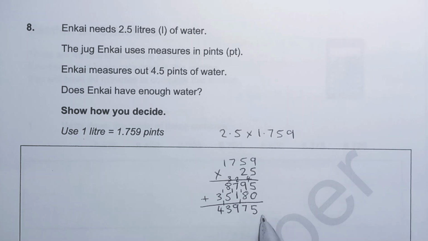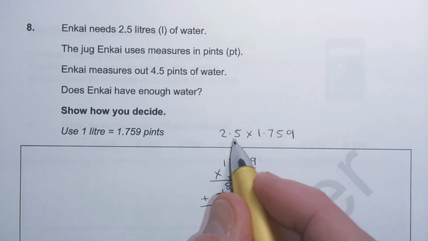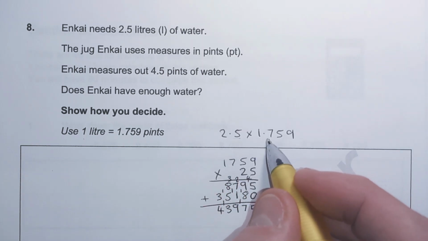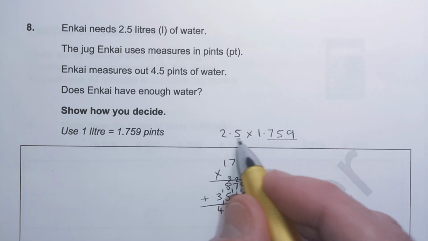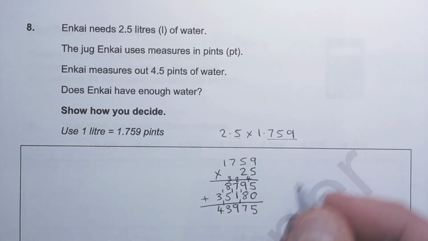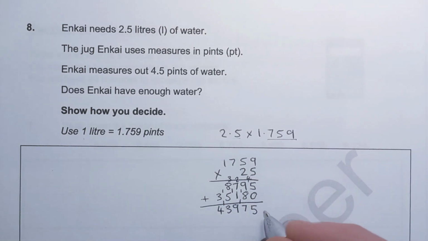So we've got 43975. Remember we had 1 decimal place here and another 3 decimal places here, so 4 decimal places altogether. So we can put the decimal point back in. Start with the decimal point at the end and go 4 times: 1, 2, 3, 4. So this is going to be 4.3975.